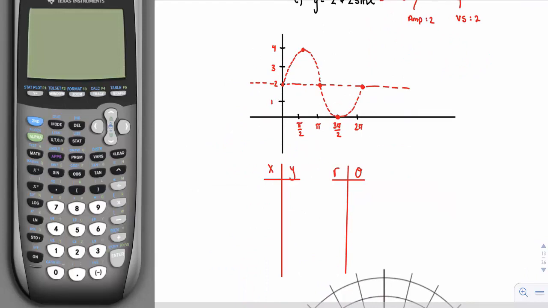So this first point is going to be 0, 2, and the next point is pi over 2, 4, and then pi, 2, 3 pi over 2 is 0, and 2 pi, 2. Again, flip those points for your polars. So 2, 0, 4, pi over 2, 2 pi, 0, 3 pi over 2, and 2 pi.